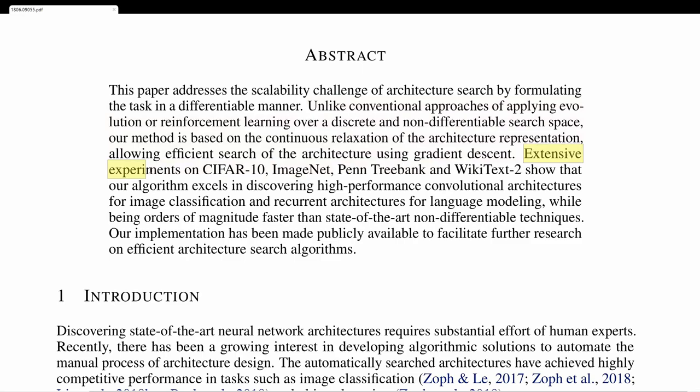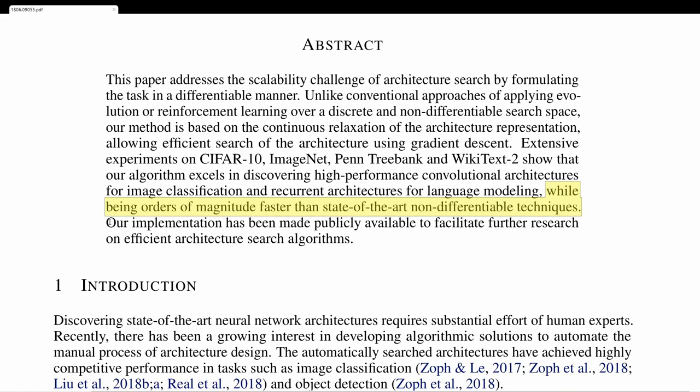Extensive experiments on CIFAR-10, ImageNet, PenTreeBank, and WikiText-2 show that the algorithm excels in discovering high-performance convolutional architectures for image classification and recurrent architectures for language modeling, while being orders of magnitude faster than state-of-the-art non-differentiable techniques. Our implementation has been made publicly available to facilitate further research on efficient architecture search algorithms.